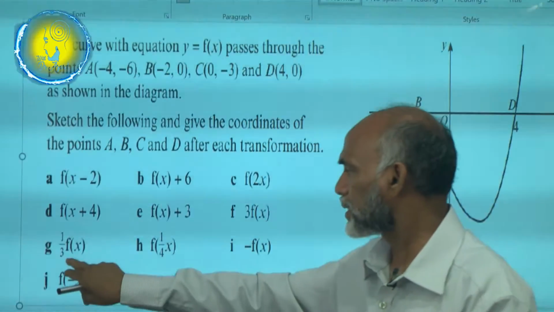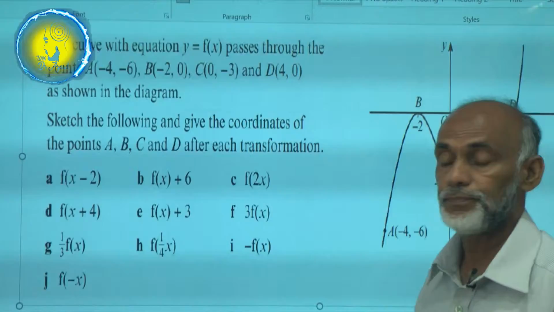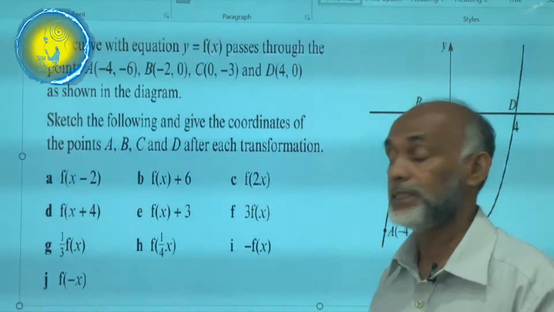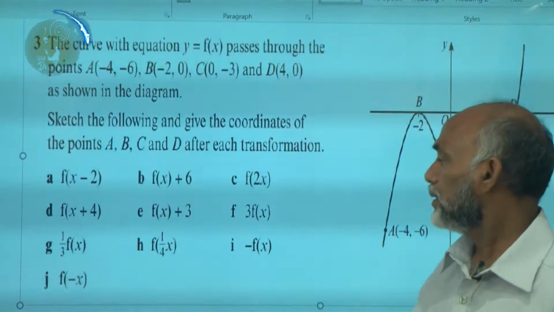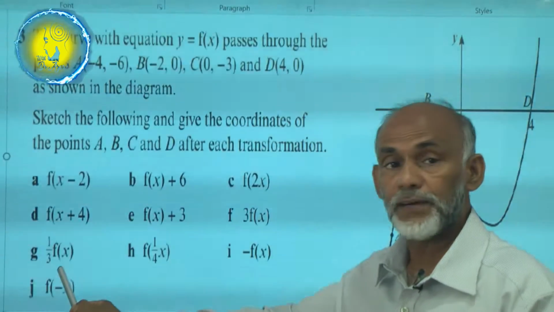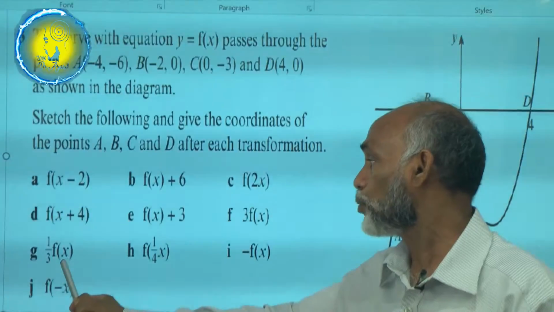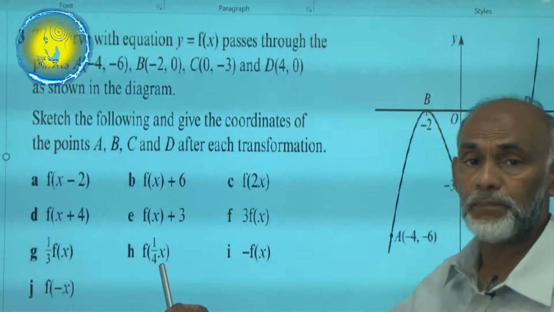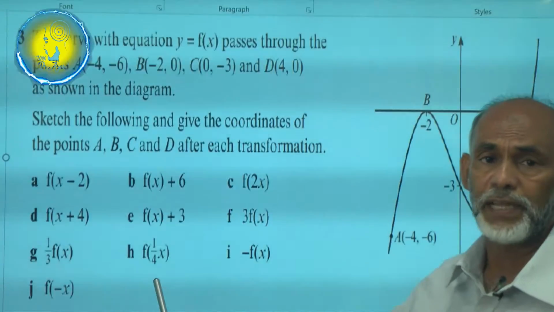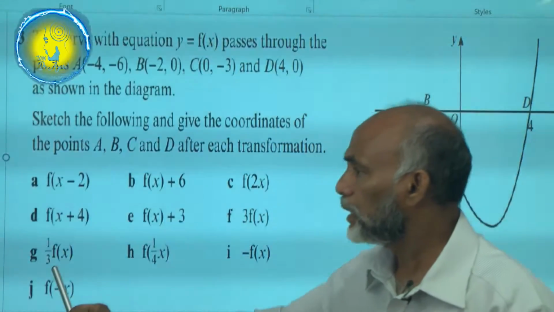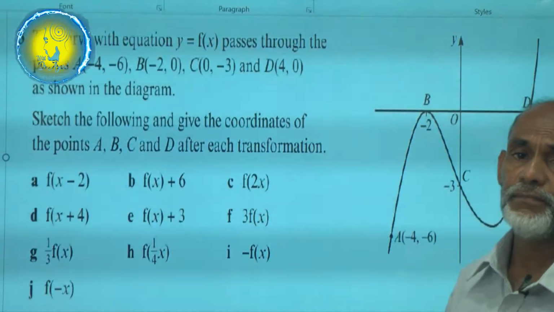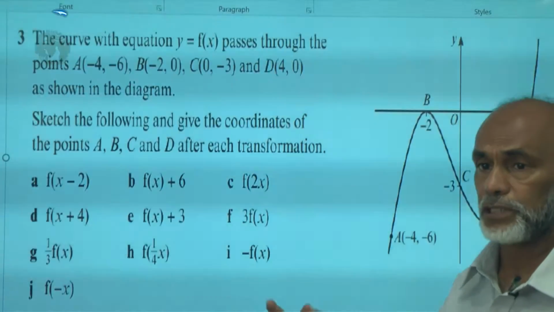You can see a best example, G and H. In the case of G, the function is multiplied by 1/3. In the case of H, this is outside. The function is multiplied by 1/3 outside. Here multiplied by 1/4 inside. So it will have a different effect on the x-axis and y-axis. Since these are multiplications, these are stretchings of the graph, not translation or relocation.